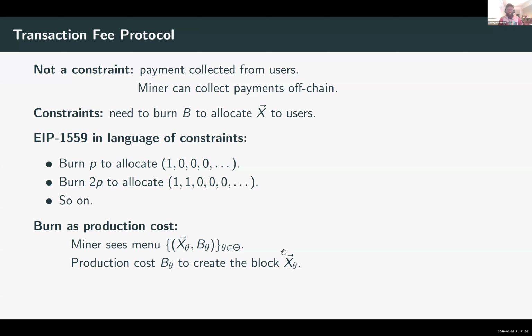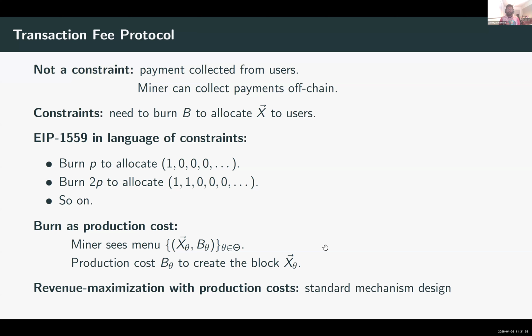So another way to think of the burn is as an artificially imposed production cost on the miner. Maybe actually building the block is cheap, but we are just saying, if you want to build this block, this is like your production cost. You have to pay the burn B(theta) if you want to build the block X(theta). So phrasing it this way reduces this problem to revenue maximization with production costs. And the reason I want to phrase it this way is because revenue maximization with production costs is well understood in the mechanism design literature, so we can use tools from much more standard mechanism design literature.